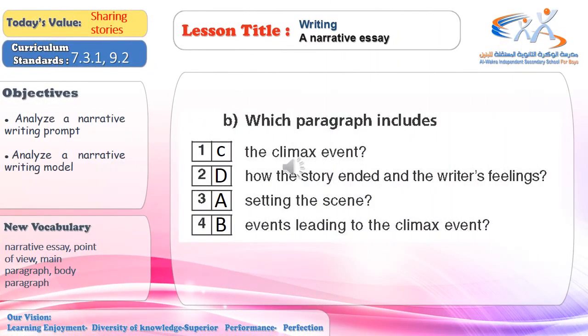So in this story, the climax event is mentioned in paragraph C, or the third paragraph. And how the story ended is usually at the very end of the story, which is paragraph D. Setting the scene usually comes at the very beginning of the story. That's in paragraph A. Paragraph B usually gives the events leading to the climax event.